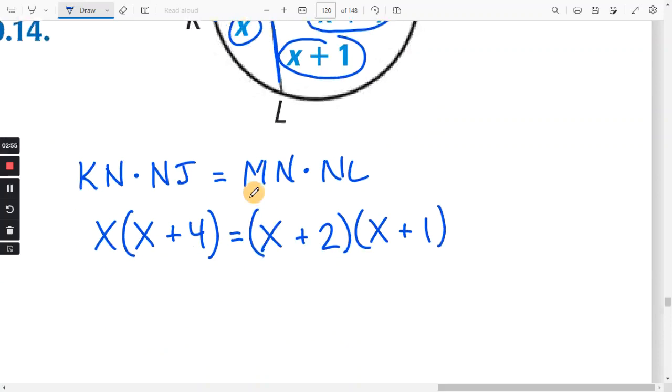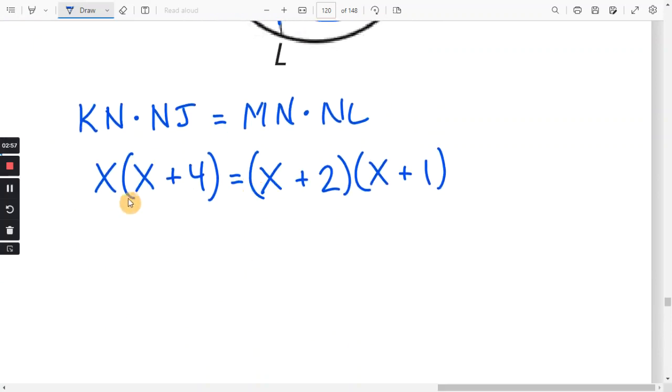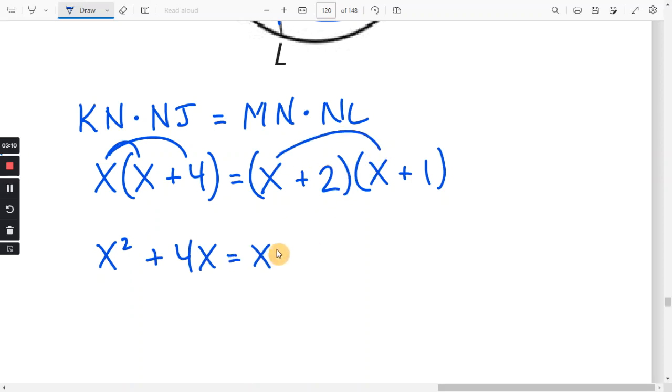Now we use FOIL or distribute. X times X is X squared. X times positive 4 is 4X. Distribute. X times X is X squared. X times positive 1 is 1X. 2 times positive X is 2X, and 2 times 1 is 2. And there you go.